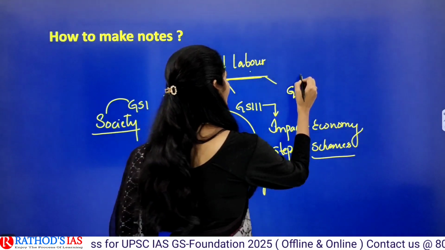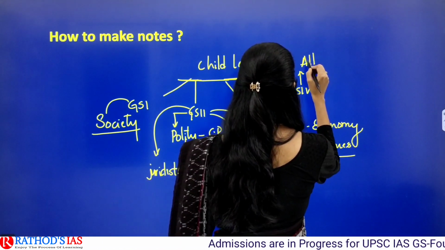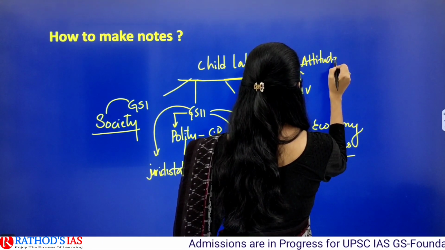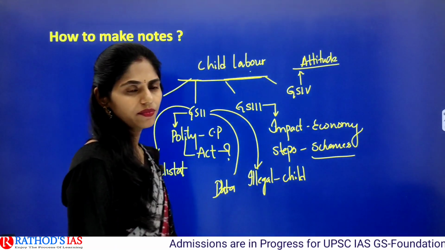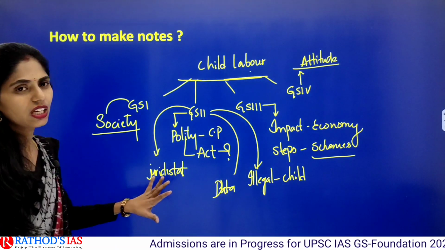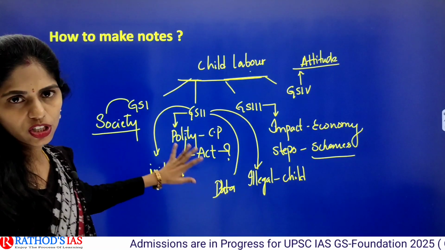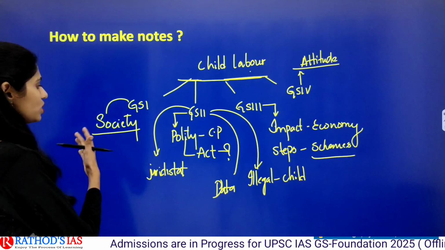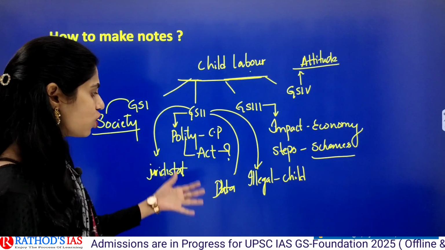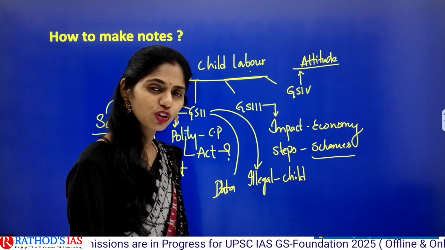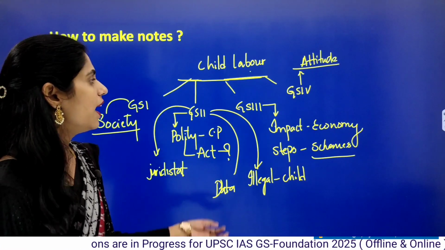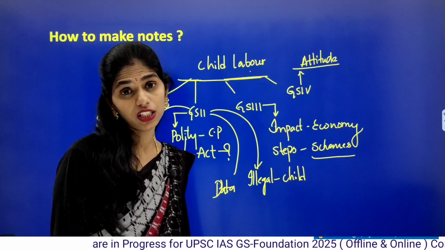And you have to see how we can bring attitude change in the people to reduce child labor in India. So like that you have to see a topic in a multi-dimensional manner, from your society point of view, polity point of view, geography point of view, international relations point of view, economy point of view, as well as from the GS paper 4 ethics point of view.